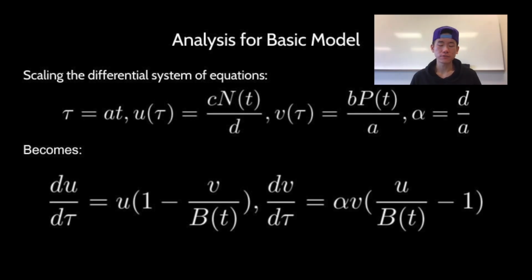To solve this differential equation set and to get rid of the coefficients, we use the scaling method. We make tau equals a t, u of tau equals c times n of t over d, and v of tau equals b times p of t over a, and alpha equals d over a. Then the equation set becomes du over d tau equals u times (1 minus v over b of t), and dv over d tau equals alpha times v times (u over b of t minus 1).